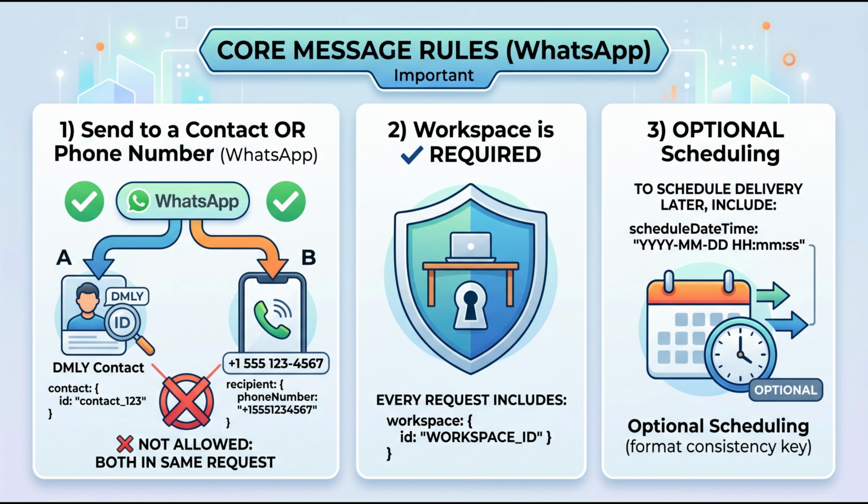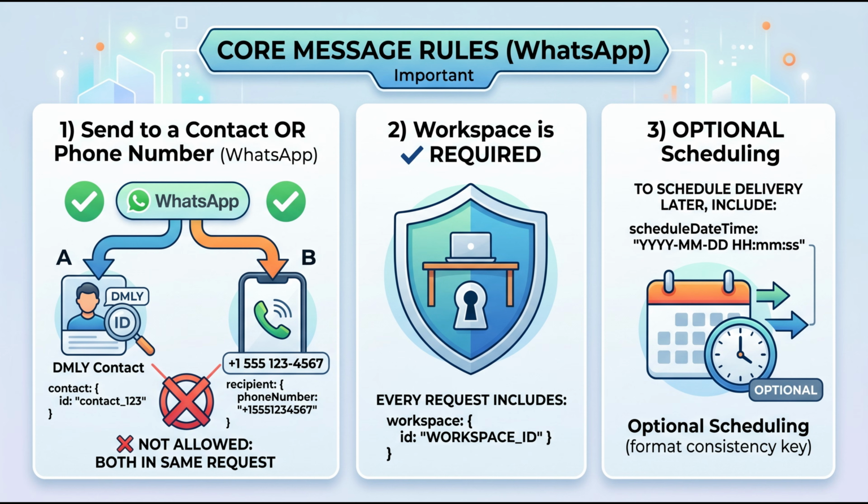Important message rules. Before sending messages, there are a few important rules to understand. For WhatsApp messages, you must send to either an existing contact or a phone number. You can provide a contact ID if the recipient already exists in your DMLY workspace, or you can provide a phone number directly using the recipient object. However, you cannot send both contact and recipient in the same request.